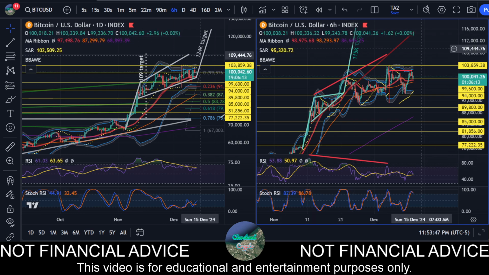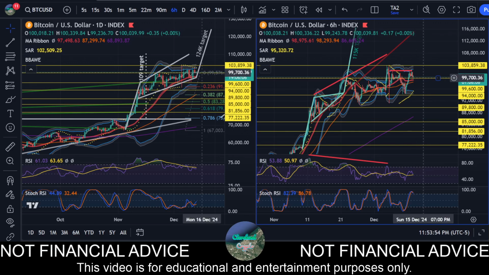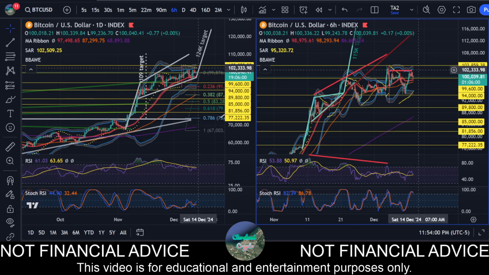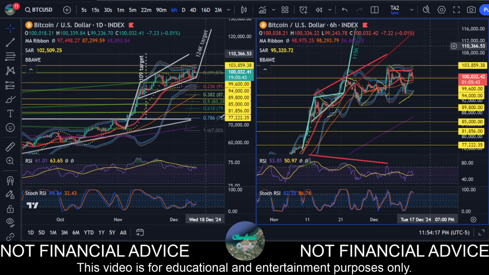So really, it's decision time. Who's going to take control? Is it the Bears or is it the Bulls? If the Bulls take control, we're going to come on up, break through that local resistance on this next push, and test our all-time high of 103,859.38. That's aggregated from all of the exchanges that TradingView has an API with.